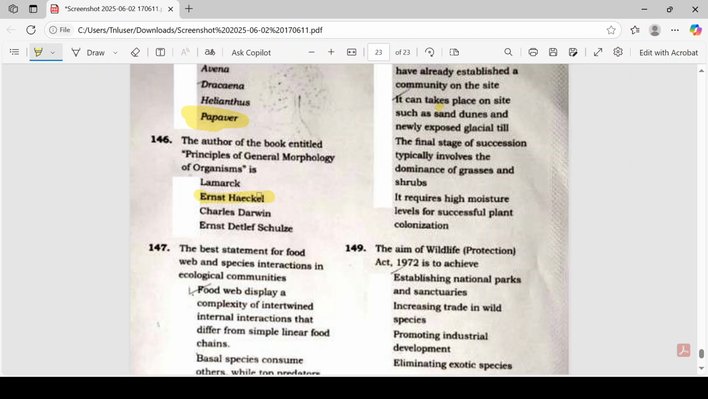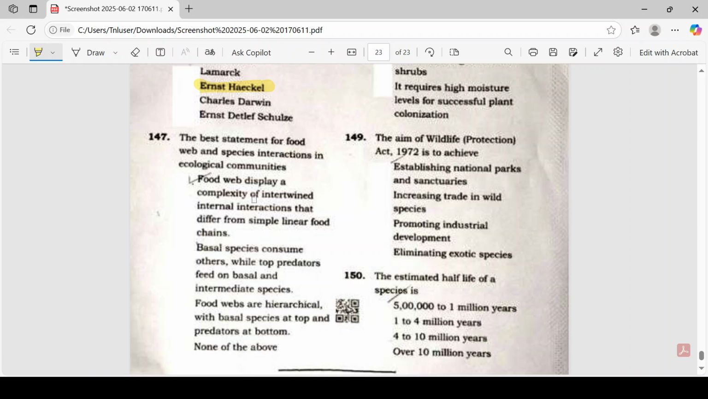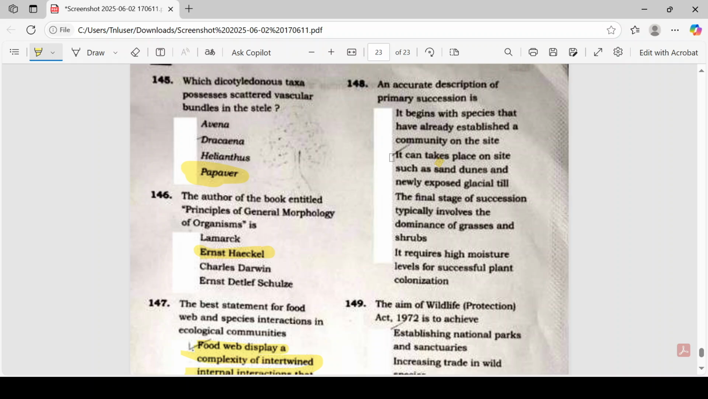Okay. Question 147. The best statement for food web and species interaction in ecological community will be option A. Food web displays a complexity of interwoven interactions that differ from simple linear food chains. So that will be your correct answer. Okay, let's move to question 148. An accurate description of primary succession is, so yeah, it will be B. It can take place on sites such as sand dunes and newly exposed glacial till.